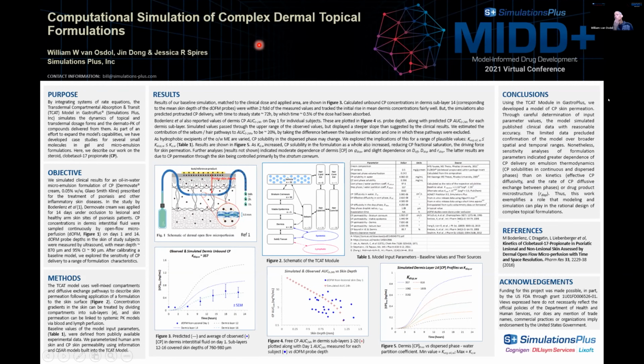We simulated clinical results for Dermavate cream, an oil and water microemulsion formulation of clobetasol prescribed for the treatment of psoriasis and other inflammatory skin diseases. In the study by Bodenlenz et al., Dermavate cream was applied for 14 days under occlusion to lesional and healthy arm skin sites of psoriasis patients. Clobetasol propionate concentrations in dermis interstitial fluid were sampled continuously by open flow microperfusion on days 1 and 14.